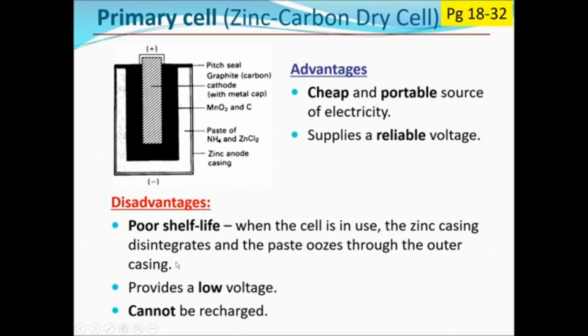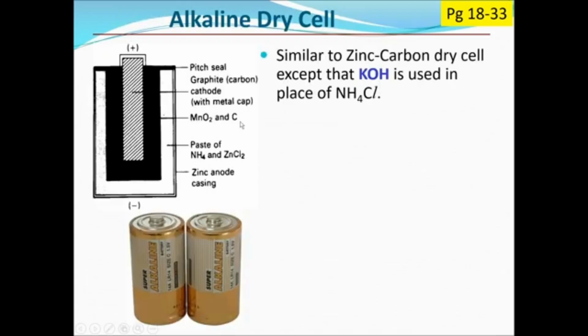With the zinc casing, it does disintegrate over time, and the paste also would ooze out of the outer shell. That's where we have commonly experienced battery leaking. Correct? If you put the battery, leave it there for too long, it might leak in that sense. The voltage is not very high, it's only at 1.5 volt. It definitely cannot be recharged. It's considered a primary cell.